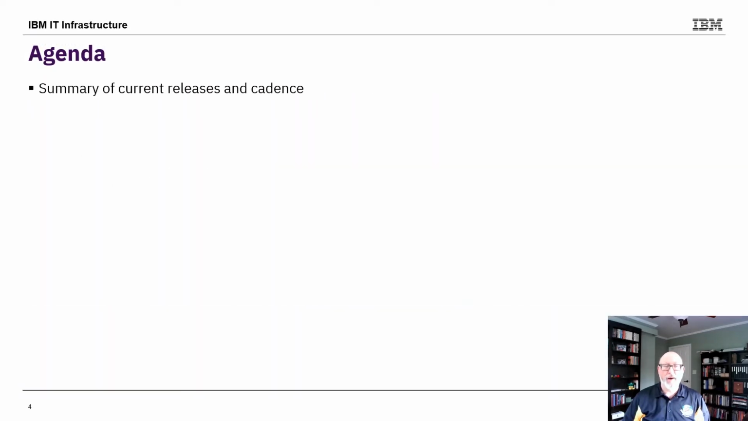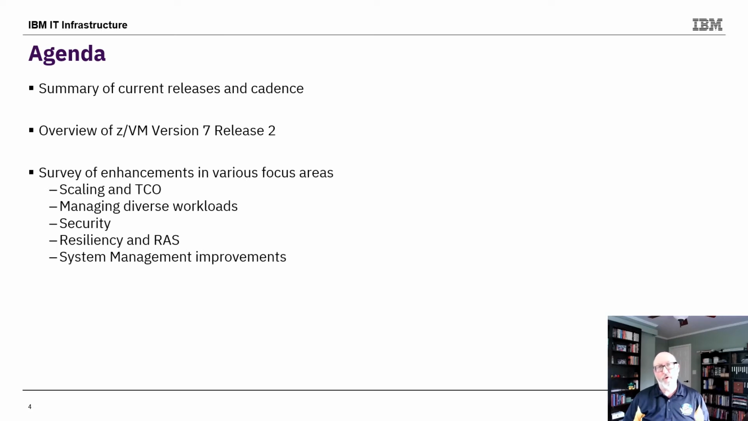Okay, so let's talk about what I'm going to cover today. Obviously, a summary of the current releases and the cadence. I'll look at z/VM 7.2, our newest release. Then I'm going to go over what I call our value areas for the product and highlight different items in each of them. And then we'll wrap up with some other highlights and news that I think is important for all of you to know about.